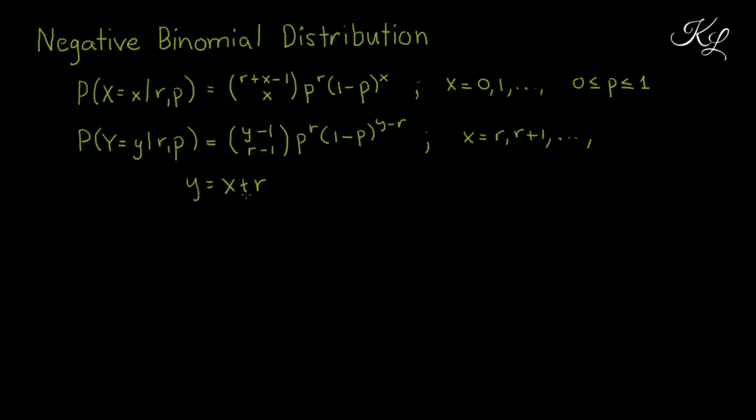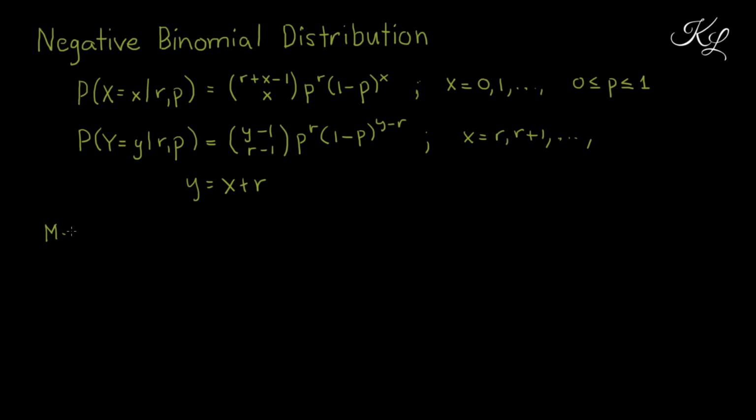So what we're going to do first is to derive the mean, the variance, and the moment generating function for the first form, then derive them for the second form using that transformation. Let's now derive the mean for the first form.